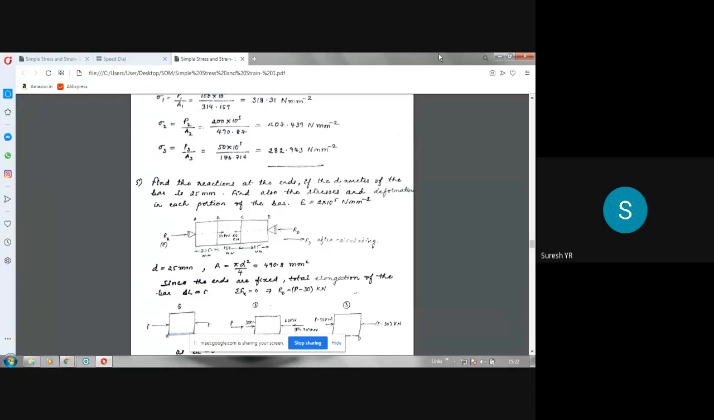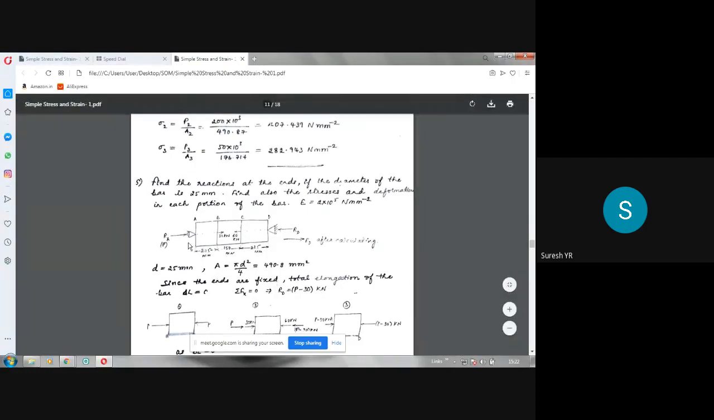so these two ends of the bar are restrained, which means this bar neither elongates nor contracts. That means your total deformation of the bar will be 0. So delta L is 0, but you can have some values of delta L1, delta L2, delta L3. Some of them may be positive, some negative, so the total sum will be equal to 0. That is the meaning.